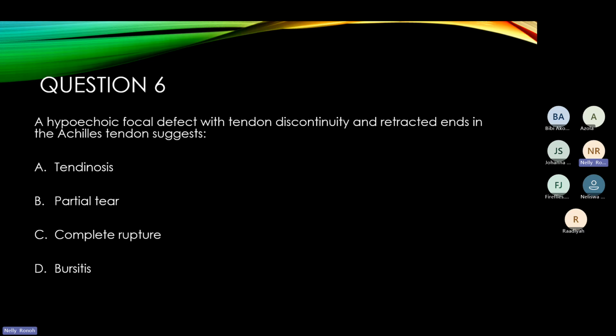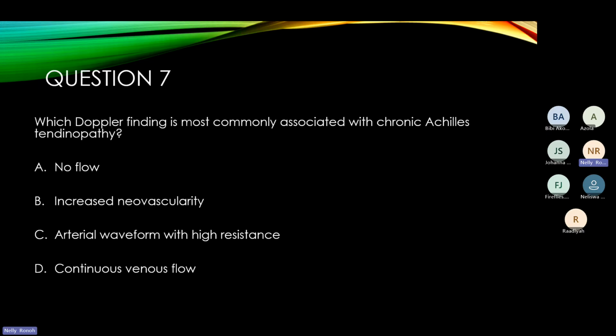So then we have our last question here, which is a hypoechoic focal defect with tendon discontinuity and retracted ends in the Achilles tendon would suggest what again? I think that's a repetition. It would actually be a complete rupture. Then the last question here is, which Doppler finding is most commonly associated with chronic Achilles tendinopathy? Chronic Achilles tendinopathy. What would be the Doppler finding?